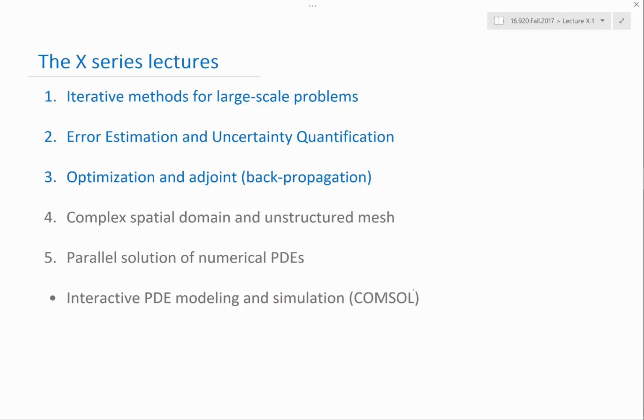So I want to get a sense of just a raise of hands from people. How interested or how useful do you think each of these topics is? Iterative methods for large-scale problems. A lot of you want to solve large-scale problems. And by the way, if you go to parallel solutions, iterative methods usually work much better than direct methods. Error estimation, uncertainty quantification. Still most of the people. Okay, optimization and adjoint. Wow.